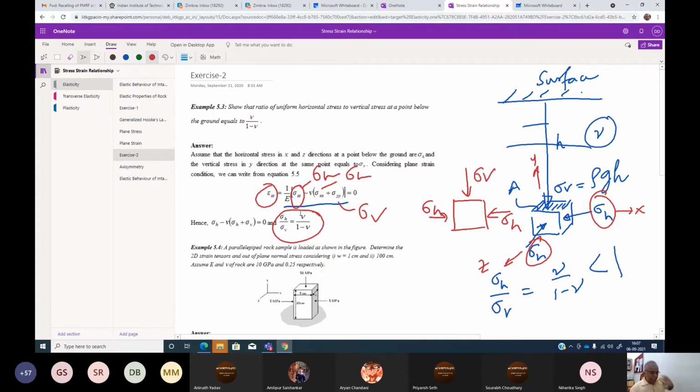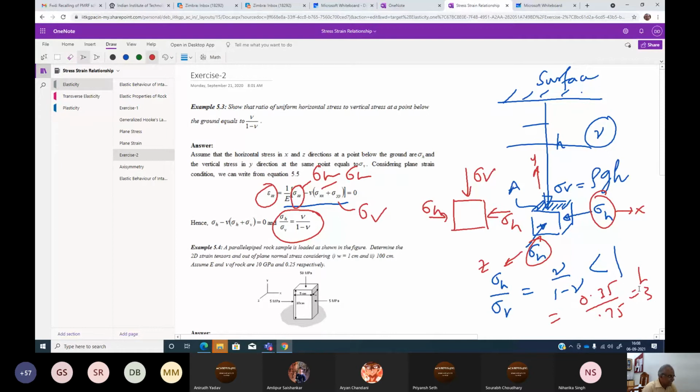Now since our Poisson's ratio becomes less than 0.5, let's say 0.25, then 0.25 over 0.75 is 1/3. So our vertical stress is always higher than the horizontal stress. What stress is it? It is the geostatic stress. Remember that, geostatic horizontal stress.